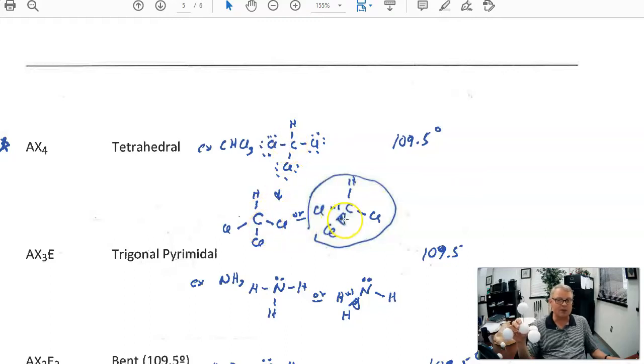All right. Here's something called the dash line wedge system. In the dash line wedge system, this is a way to represent a three-dimensional molecule in 2 dimensions. If you see a bond that is in the plane, flat, then you draw that as a line. If the bond is coming out towards you, then you draw that as a wedge. If the bond is going back away from you, you draw that as a dashed line.